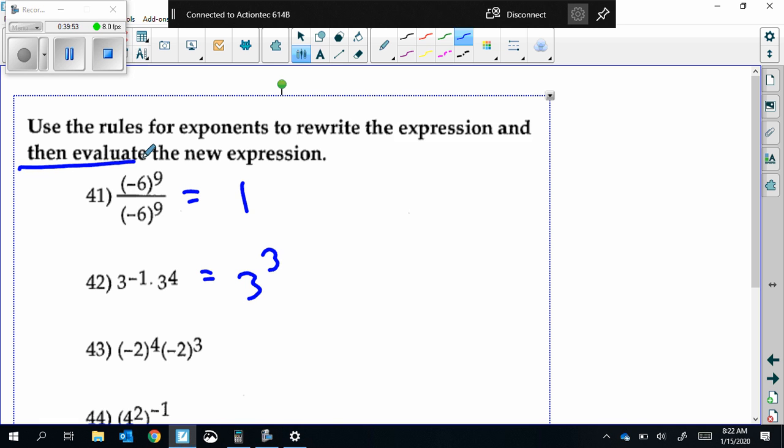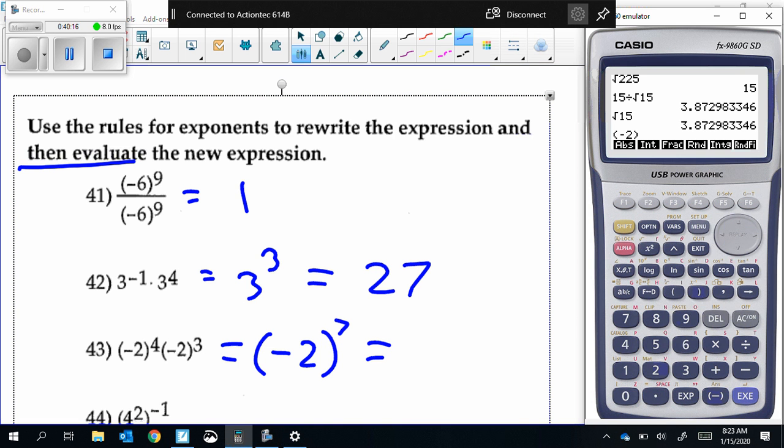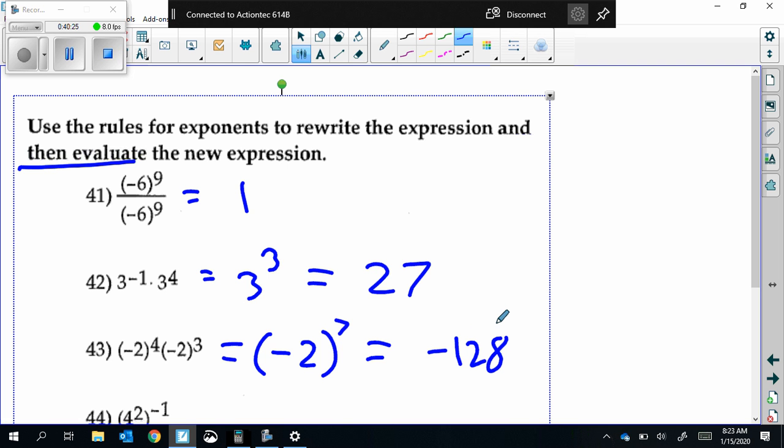It says, and then evaluate. So 3 to the 3rd. 3 times 3 times 3 is 27. 43, same property. We're multiplying, so we're going to add exponents. And then you can work that out, -2 to the 7th. You might want a calculator, use parentheses. The little caret right there is your exponent. You get -128.